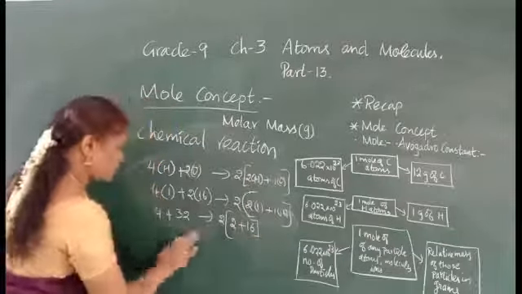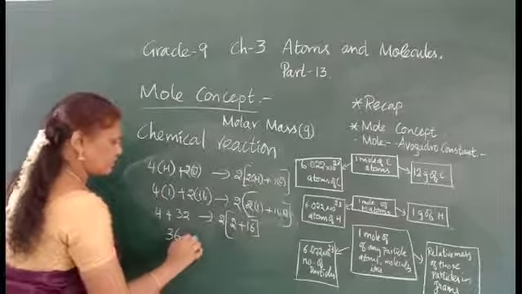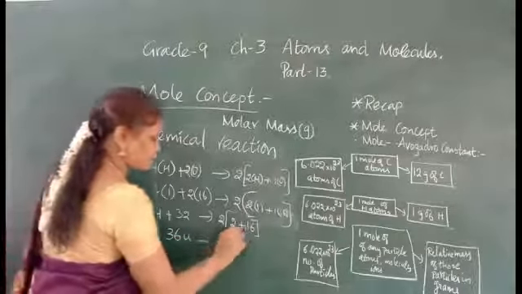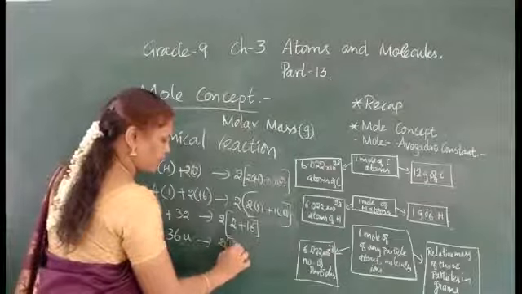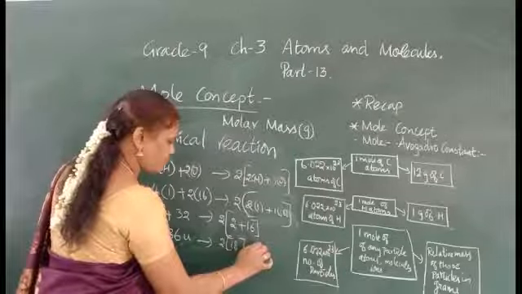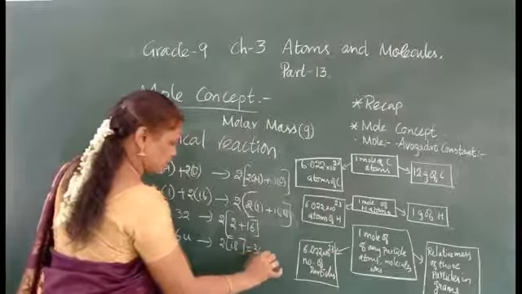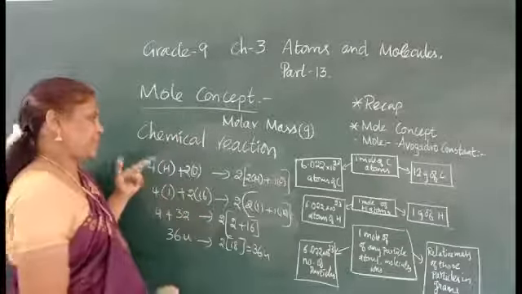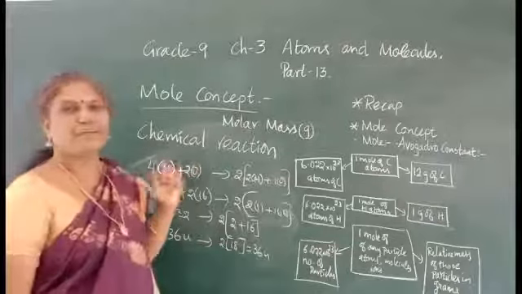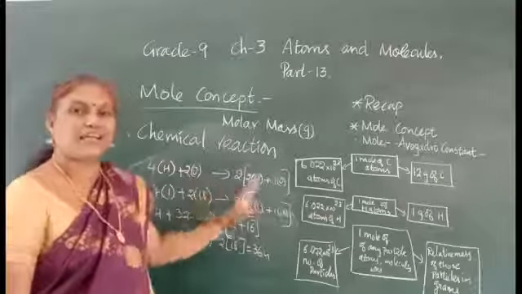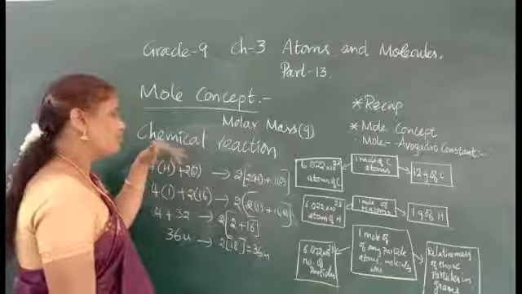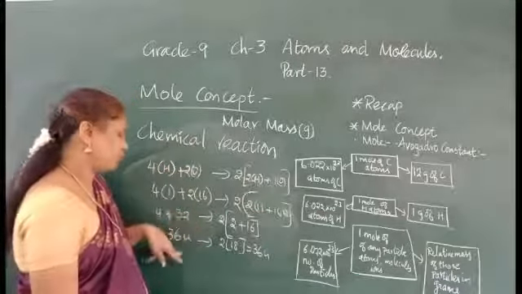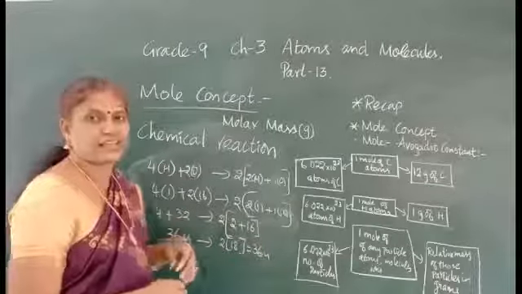Now what is that here? It is 36 u. And here it is 2 into 18, that is equal to 36. So both the sides are equal. Which one is easy? Either finding the number of atoms present on the left hand side and right hand side is easy, or using the atomic mass, finding that left hand side is equal to right hand side is easy.